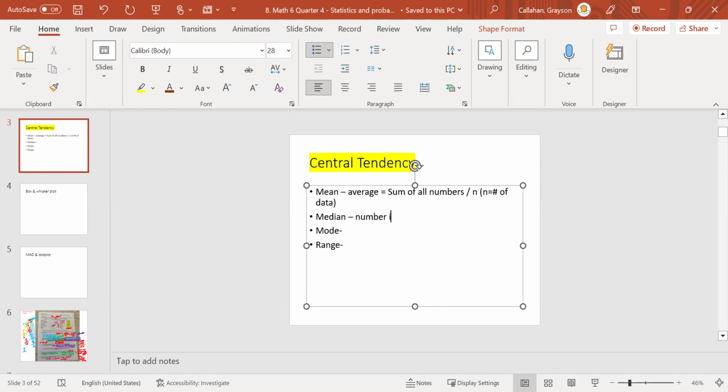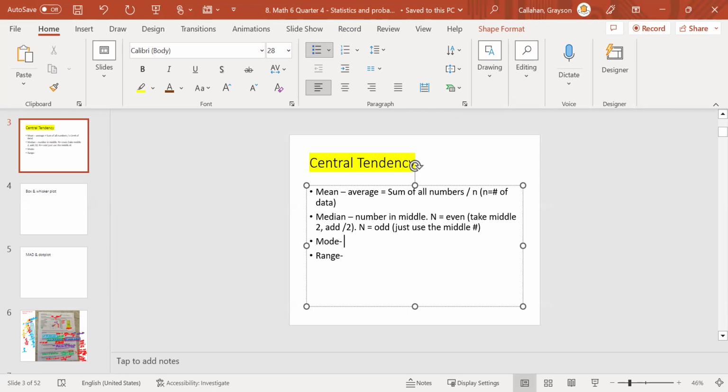How do you find the median? The middle. What if it's an even number? You find the two middle numbers and divide by 2. So you add and then you divide it by 2. What if you have n equal to an odd number of numbers? You find the middle number. Good.